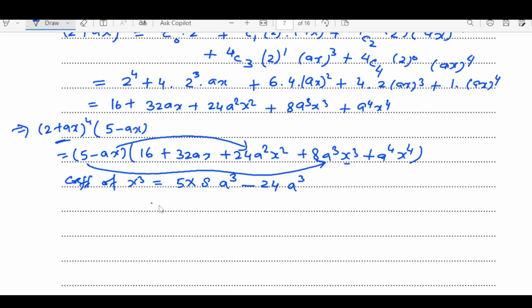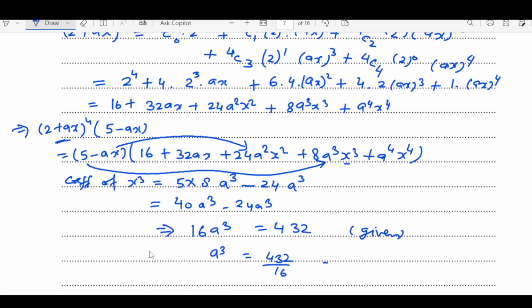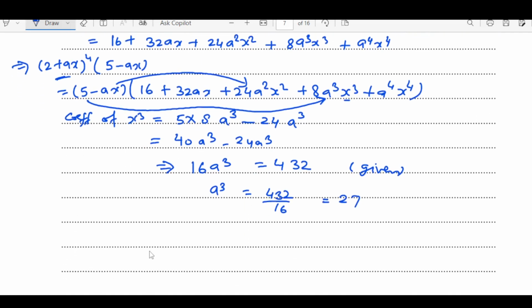So, what is this now? This is 5 times 8a cubed, which is 40a cubed, minus 24a cubed. So, this comes out to be 16a cubed, and we are given that this term is equal to 432. Now we can find a cubed from here. 432 divided by 16 is 27. So, a cubed is 27, a is the cube root of 27. So, a is 3. That is the final answer for this one.